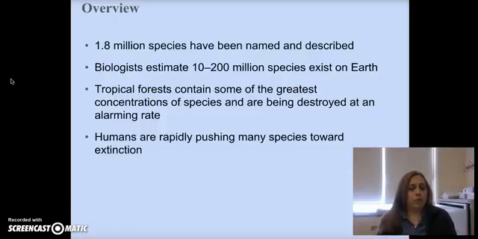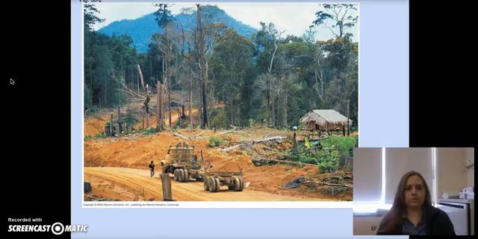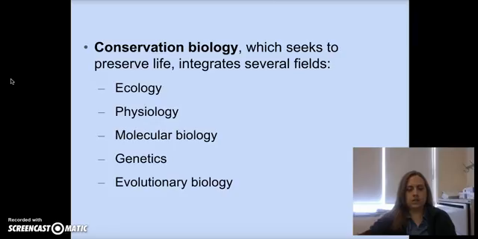1.8 million species have been named and described. Okay, so that sounds like a lot, but biologists actually estimate that there are 10 to 200 million species that exist on Earth. And tropical rainforests contain some of the greatest concentrations of species, and they are being destroyed at a pretty alarming rate. Okay, so humans are rapidly pushing lots of species towards extinction. So those are just a few things to keep in mind as we go through this unit. And if you take a look here, you are looking at deforestation.